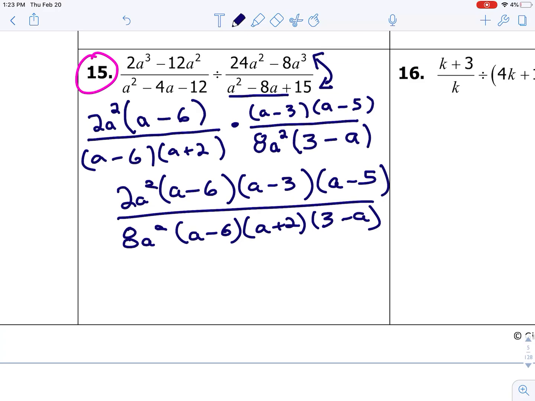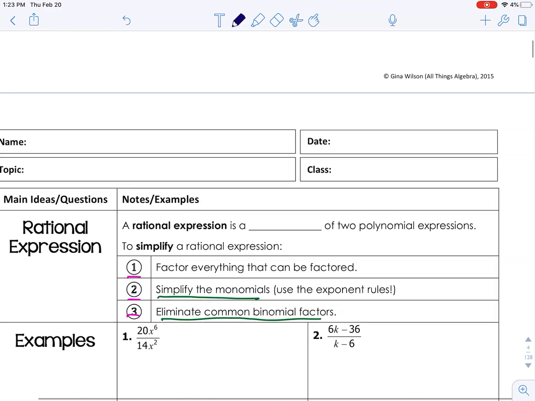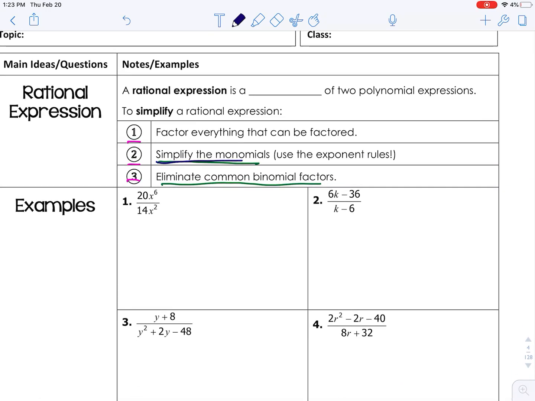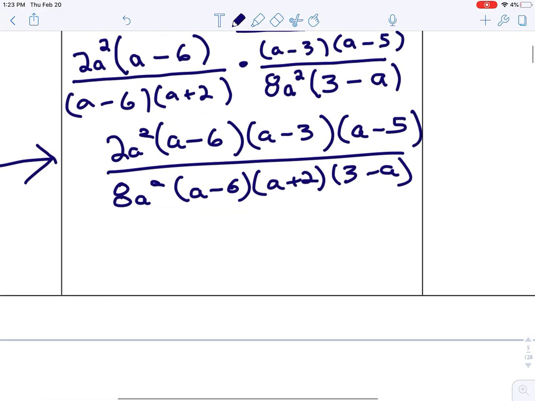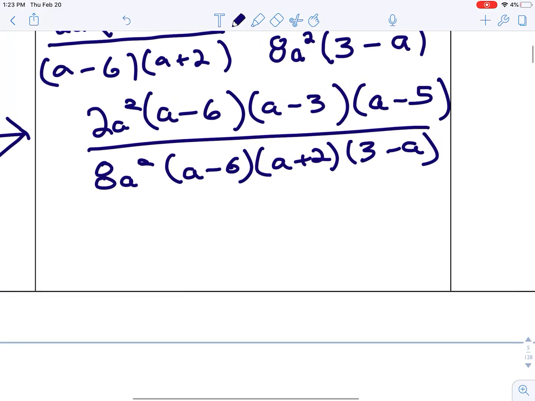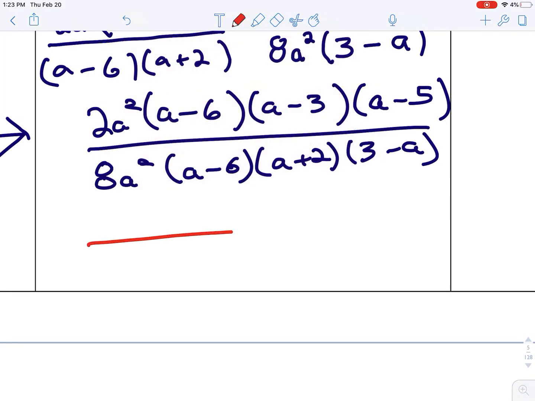Okay. So I want to glance back at the instructions now. Remember how the instructions had that second step? Simplify the monomials using exponent rules. So we finally ran into one here where we need to do that. So we need to simplify these exponents on the outside. So let's write the answer in red. So 2/8 is a fourth. And those two cancel. Those two cancel.